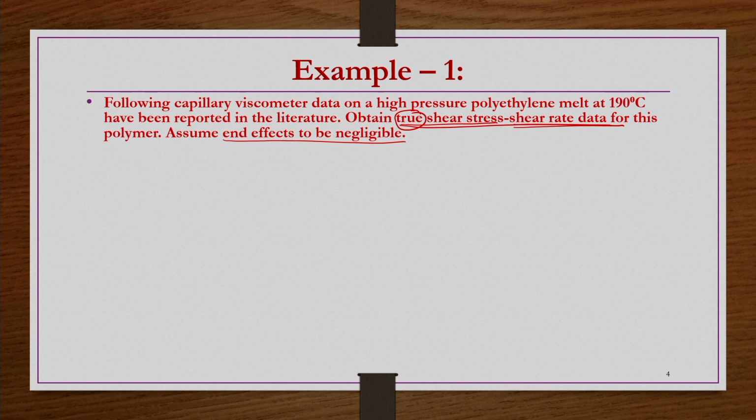What are the end effects? The flow has to be fully developed. In order for the flow to be fully developed, you have to have large L/D ratio capillaries, which we have seen. Even under such conditions, at the entrance and the exit you may not have fully developed flow, so that may lead to some kind of error. So, it has been stated in the problem that you neglect such effects. In fact, our next topic is to incorporate and make necessary corrections for such end effects.